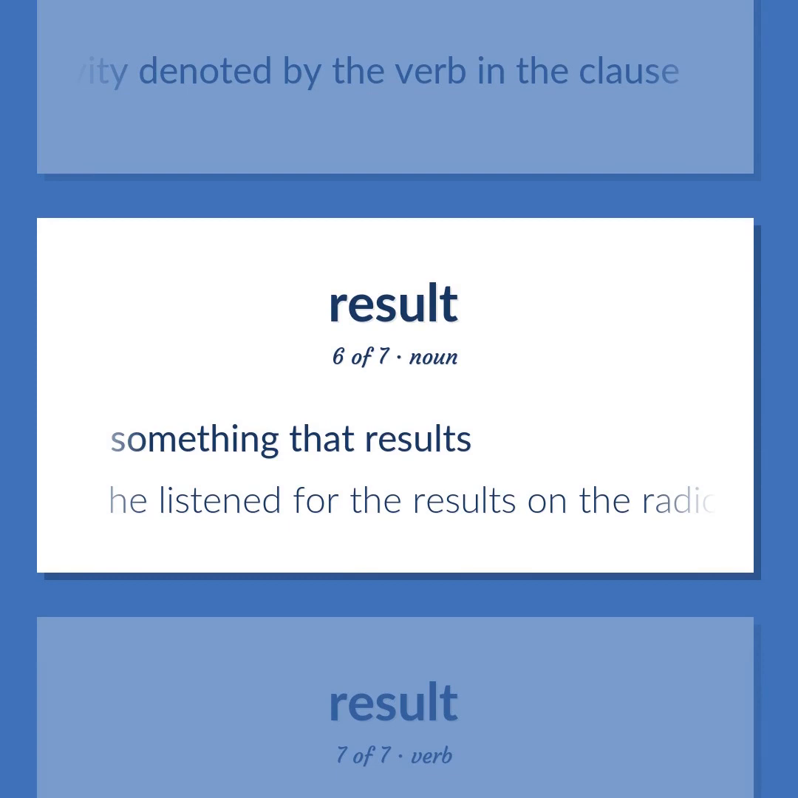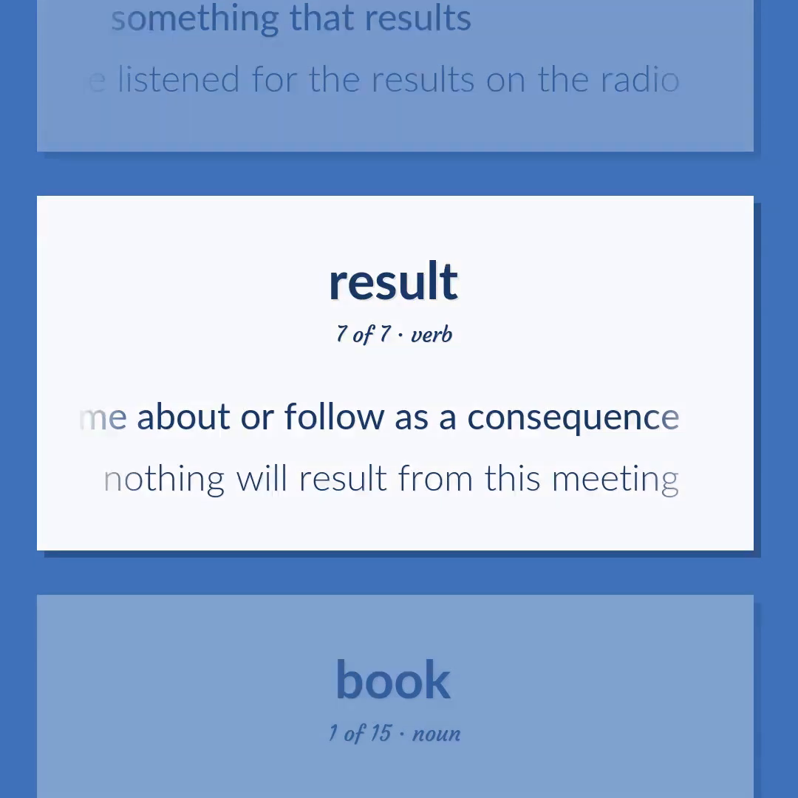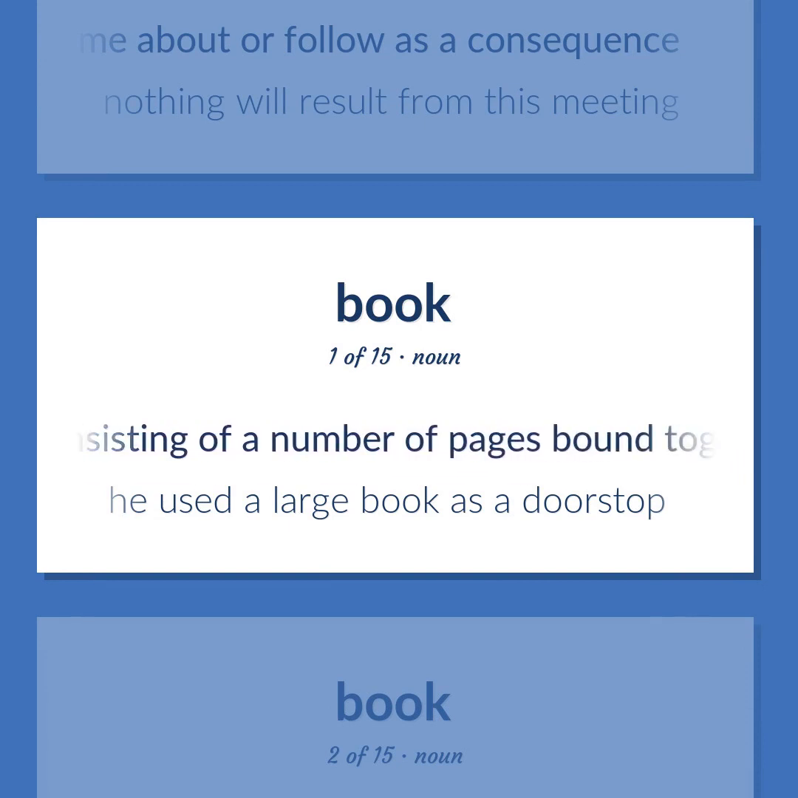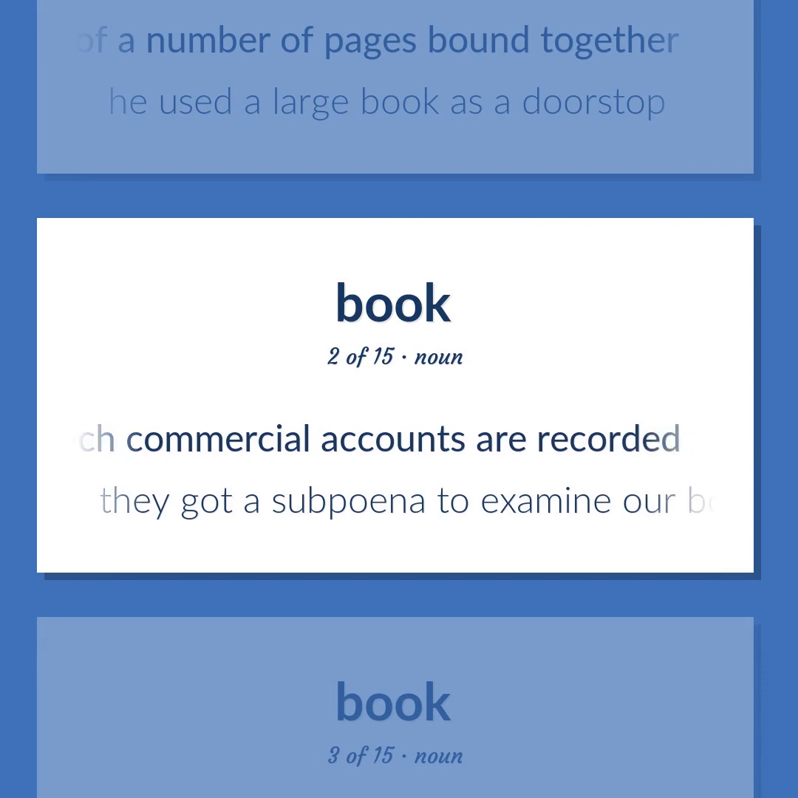Something that results. He listened for the results on the radio. Come about or follow as a consequence. Nothing will result from this meeting. Physical objects consisting of a number of pages bound together. He used a large book as a doorstop. A record in which commercial accounts are recorded. They got a subpoena to examine our books.